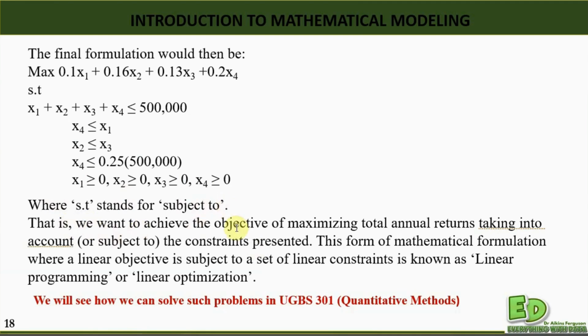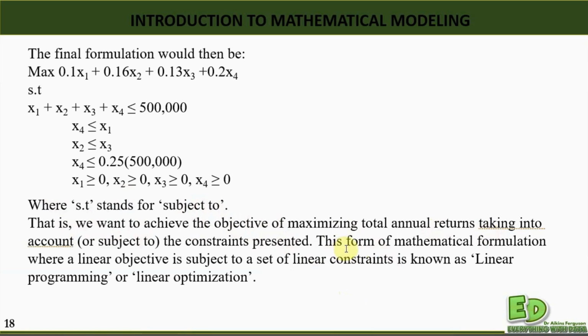That is, we want to achieve the objective of maximizing total annual returns, taking into account these restrictions or limitations presented. This form of mathematical formulation, where a linear objective is subject to a linear constraint, is known as linear programming or linear optimization. So this mathematical model is also known as linear programming or linear optimization. And then our objective function is subject to all these linear constraints or restrictions.